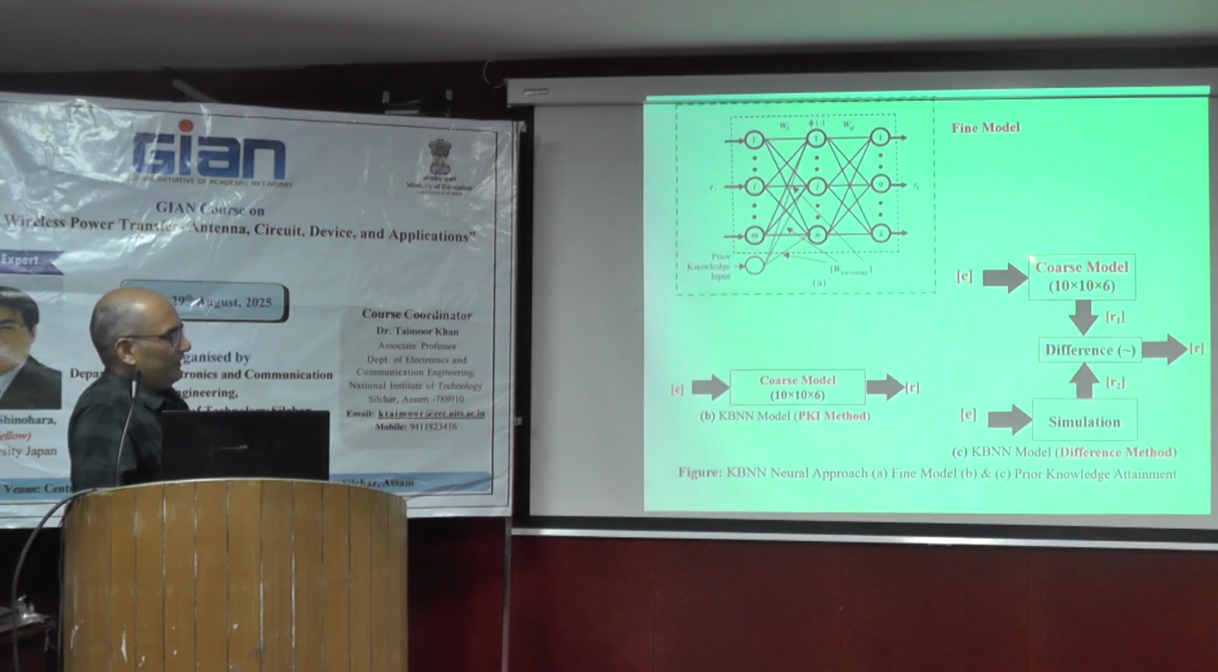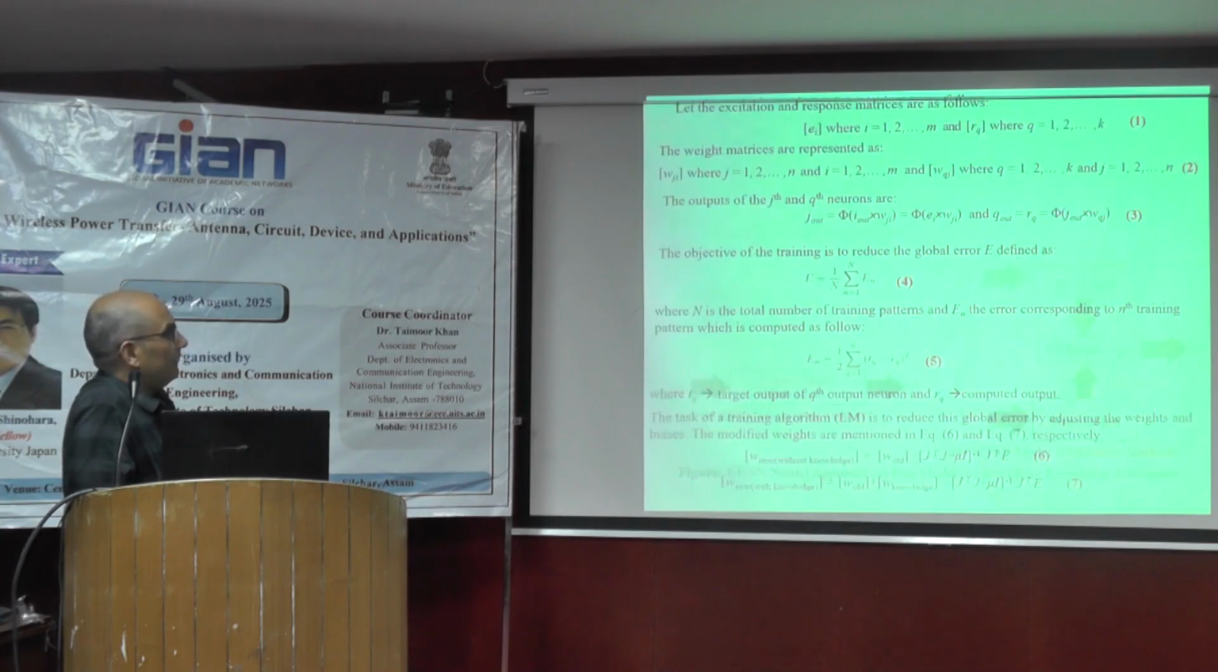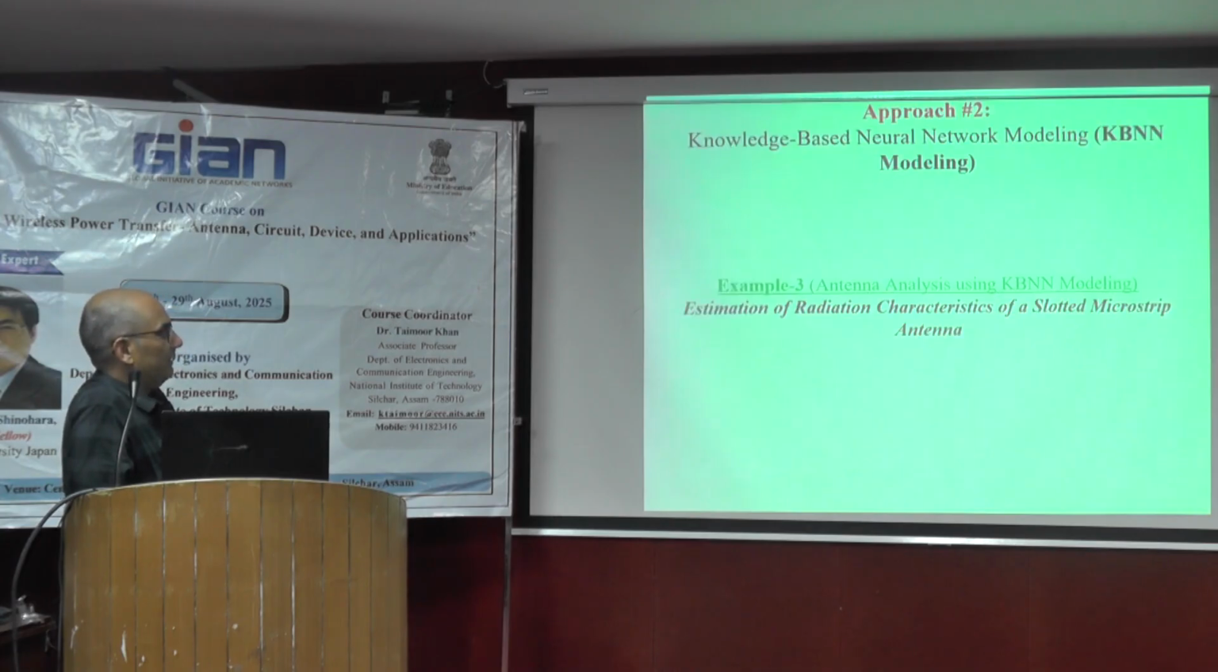Another way is to calculate in the form of the difference method. So prior knowledge input and the difference method are two different approaches used for incorporating knowledge in the existing neural network model. Here we can skip this mathematics. Coming to the first example, estimation of the radiation characteristics of a slotted microstrip antenna using KBNN.